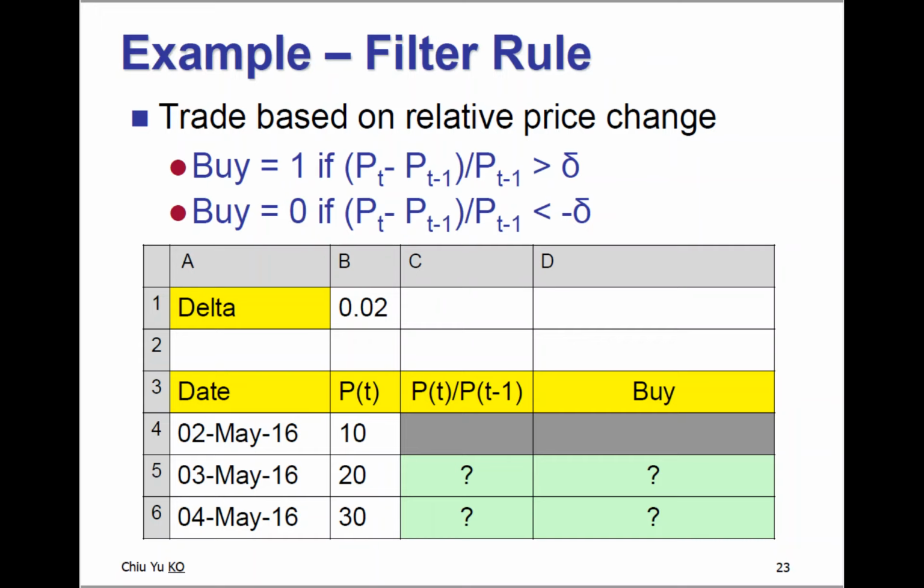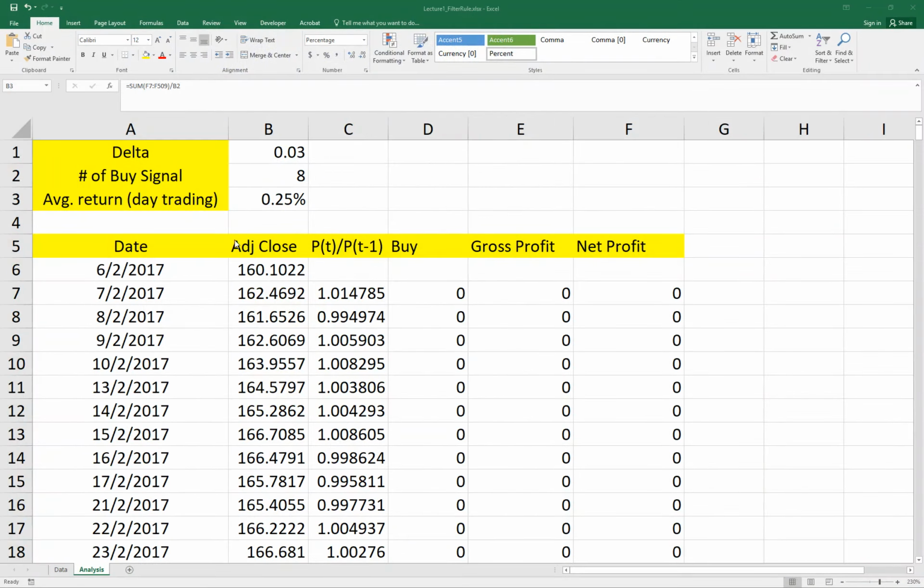So we consider a filter rule. The filter rule says if the price change is sufficiently large, then buy, otherwise you don't, right? So basically, if the relative price change is high, more than delta, then you buy, otherwise you don't. So let's see the formula, okay? How to implement it.